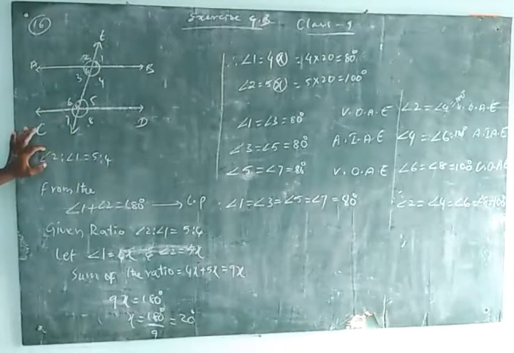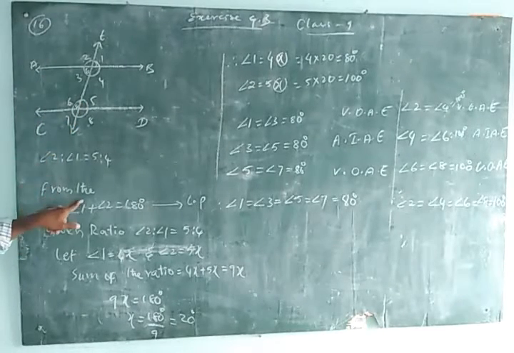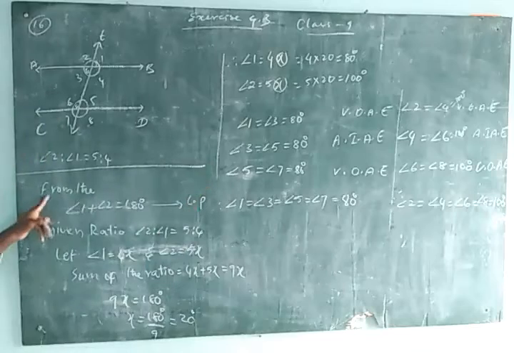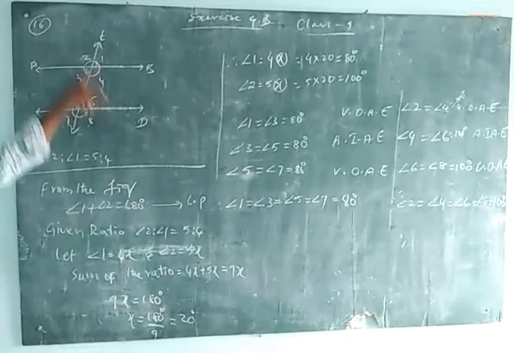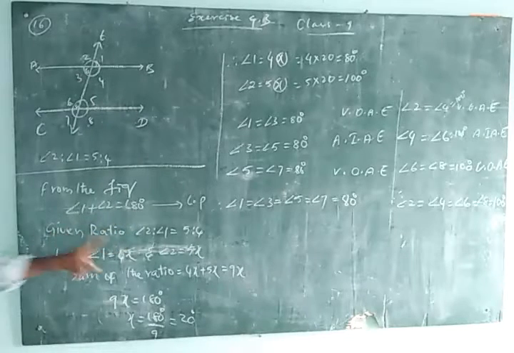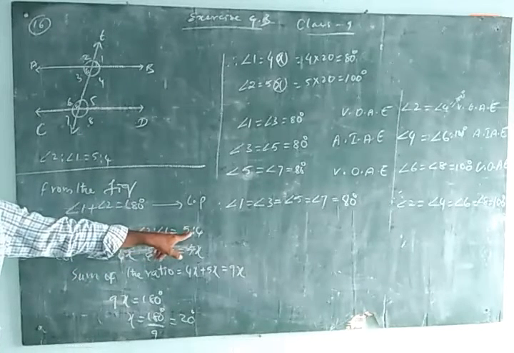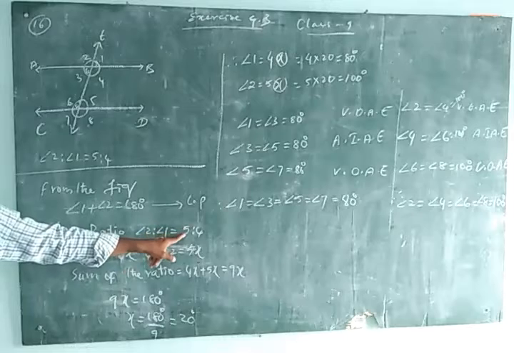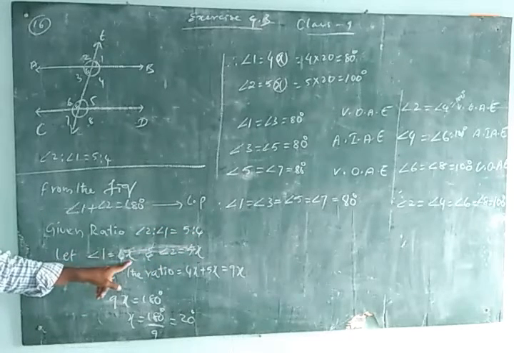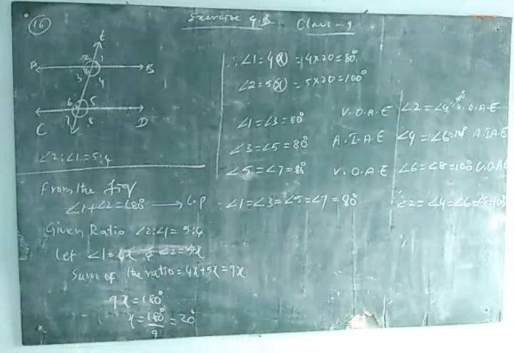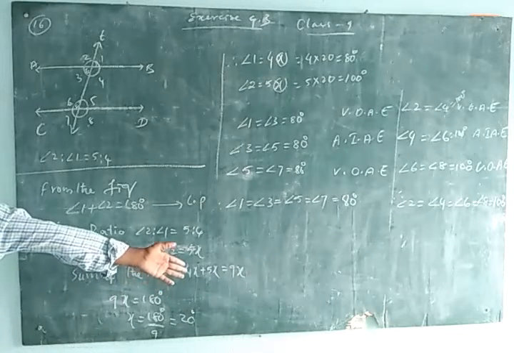Understood now? First of all, we take the given question. See from the figure, angle 1 plus angle 2 is equal to 180, we know that. Given ratio angle 2 to angle 1 is 5 is to 4, here it means angle 2 is 5 parts, angle 1 is 4 parts. So we take a letter: angle 1 is equal to 4x, angle 2 is equal to 5x. Then the sum of the ratio 4x plus 5x is equal to 9x.